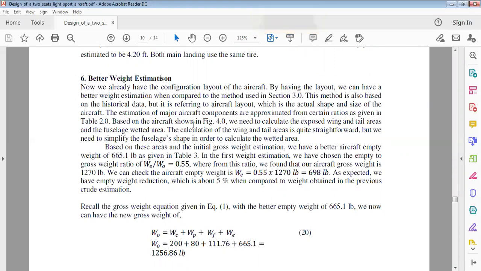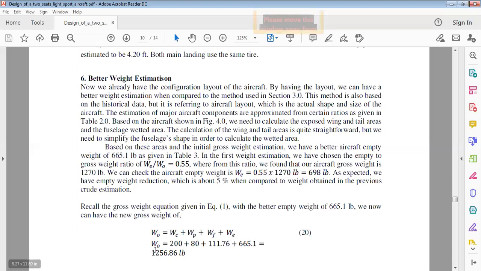Based on the aircraft shown, we need to calculate the exposed wing and tail areas and the fuselage wetted area. The calculation of the wing and tail areas is quite straightforward, but we need to simplify the fuselage shape in order to calculate the wetted area. We already know that WV by W naught is 0.55, and that 1270 lb and 6 is equal to 698 lb. As expected, we have an empty weight reduction of about 5% when compared with the weight obtained by the previous crude estimation.